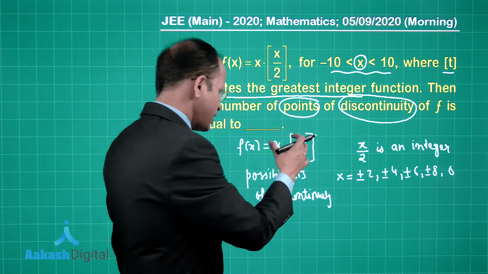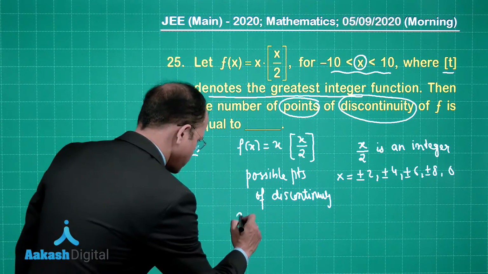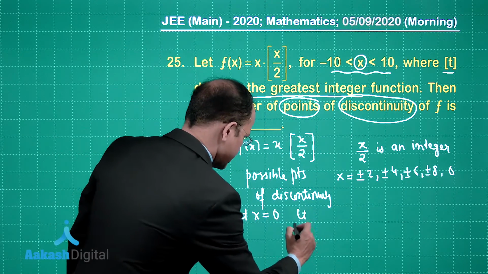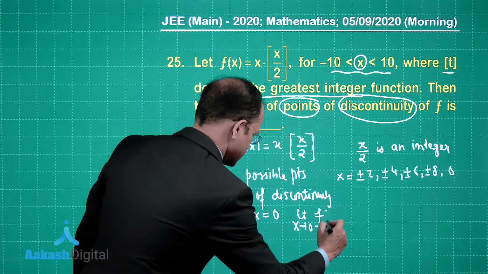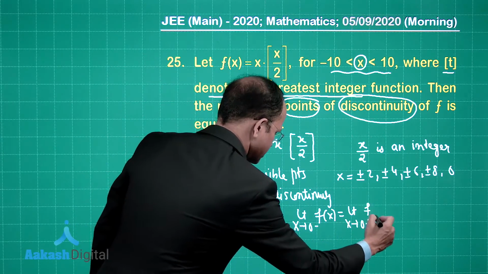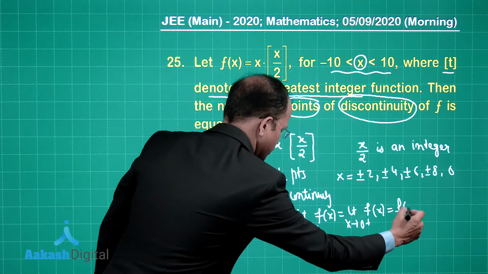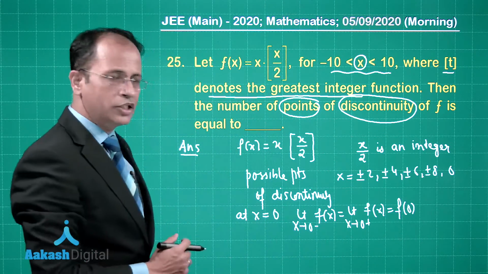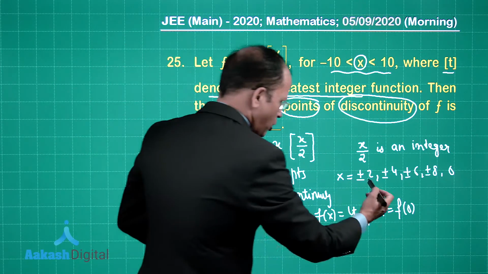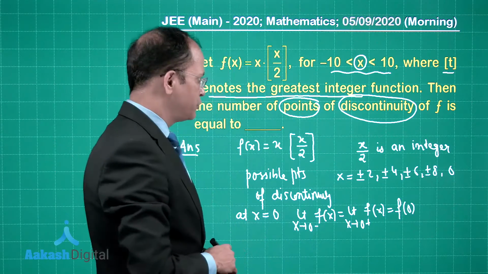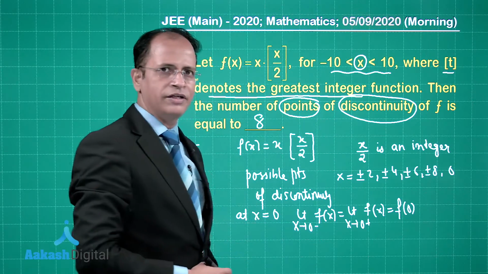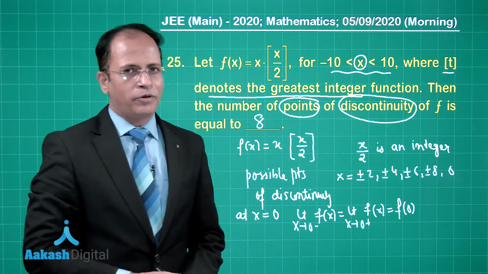So let's check for x is equal to 0. You can just check it out. Limit of x tends to 0 minus f(x) is equal to limit of x tends to 0 plus f(x), which is equal to f(0). So all three are equal, so at x equal to 0, it is going to be continuous. Apart from 0, all the other points will be points of discontinuity. So the total number of points is 8. So the final answer is 8. Hopefully the problems are clear to you.